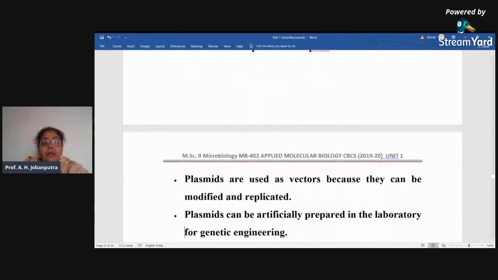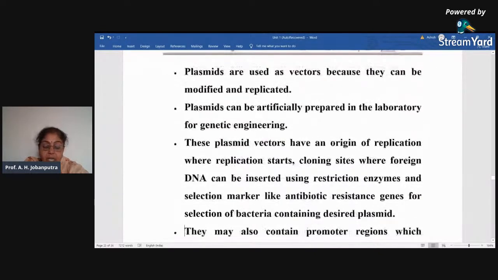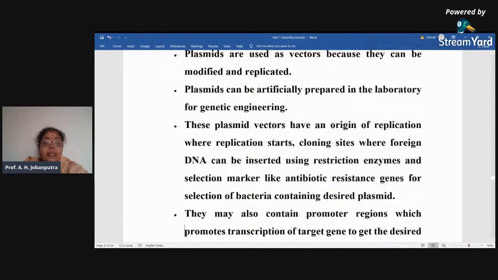First, we'll see the plasmid vectors. Plasmids are vectors because they can be modified and replicated. They can be artificially engineered in a laboratory. They have an origin of replication. They have self-replication capacity. They have multiple cloning sites or restriction enzyme cutting sites. Several cloning sites are present. They have selectable markers, so you can screen them or detect them easily.